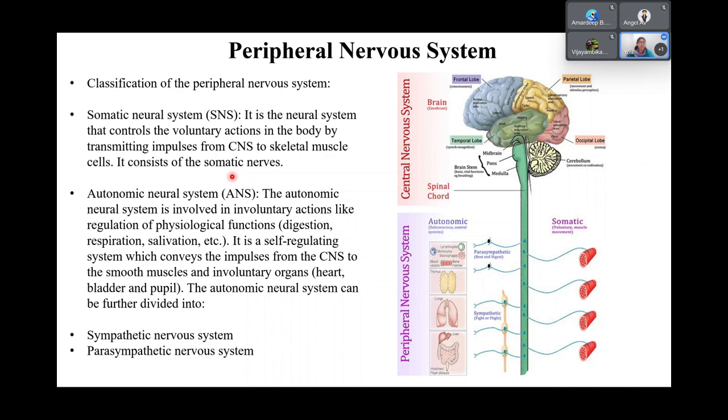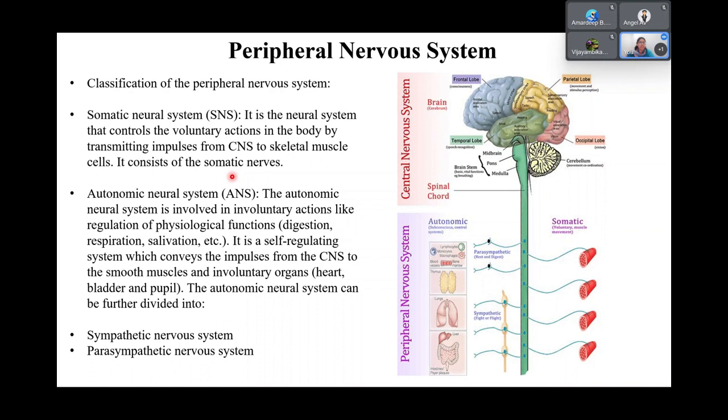So your pupils get dilated, your saliva gets inhibited, your bronchi get dilated, your heart rate increases, and at the same time you have inhibition of the digestive organs, pancreas and gallbladder. Moving down, the sympathetic system stimulates the adrenal medulla to release adrenaline and noradrenaline, and these are the fight or flight response hormones. Then you have relaxing of the urinary bladder, and these also work on the genitals.